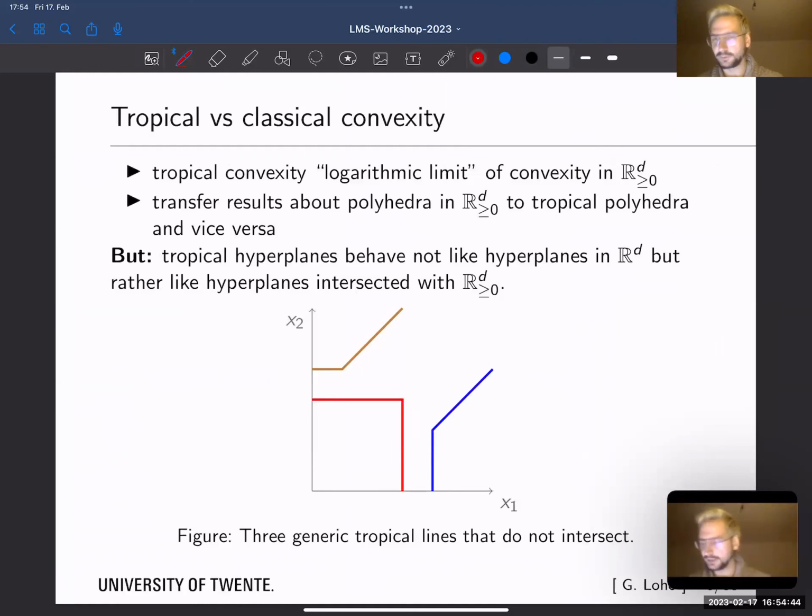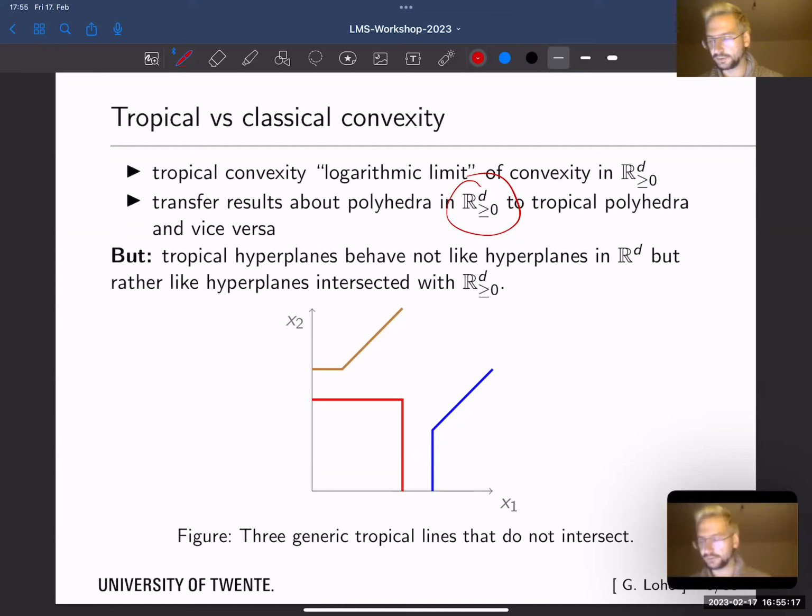Yeah, so let's go to a more geometric point of view. Again, tropical convexity as a limit of classical convexity. Explicitly, it would be like a logarithmic limit. And this allows to transfer results about polyhedra in the non-negative orthant, so this is crucial, to tropical polyhedra and vice versa. And so this was also behind some of these new insights about classical linear programming, which I just briefly mentioned before.